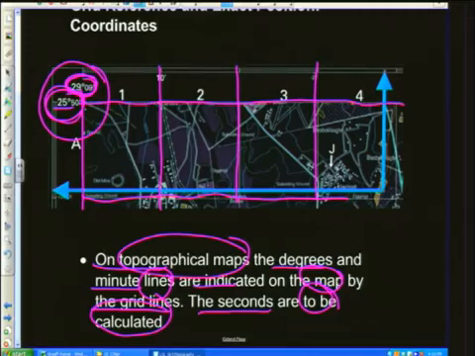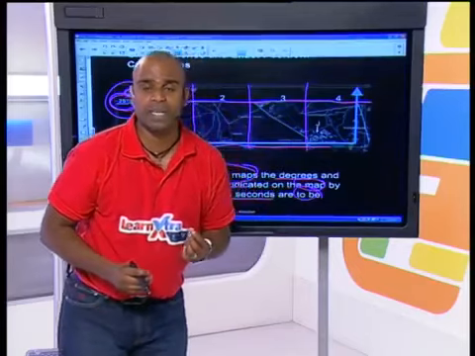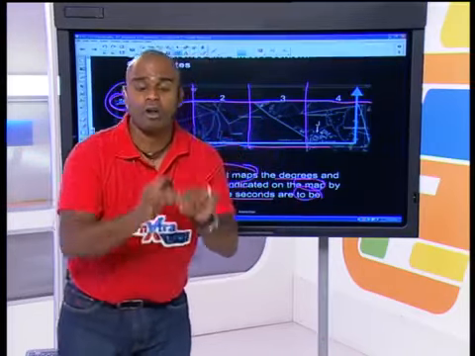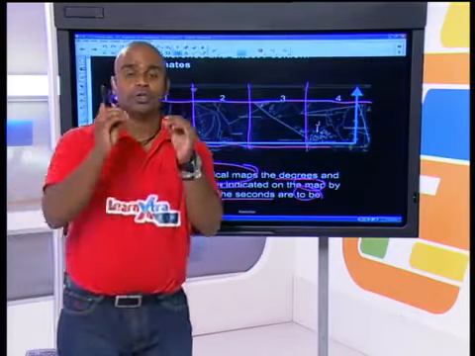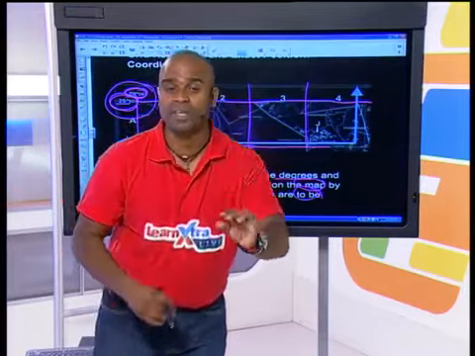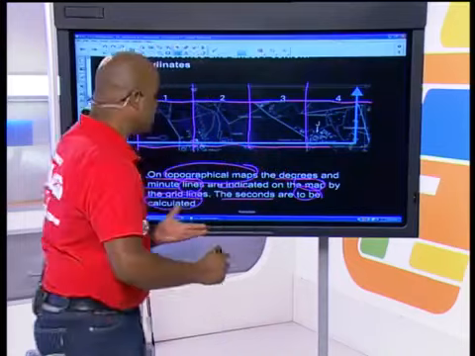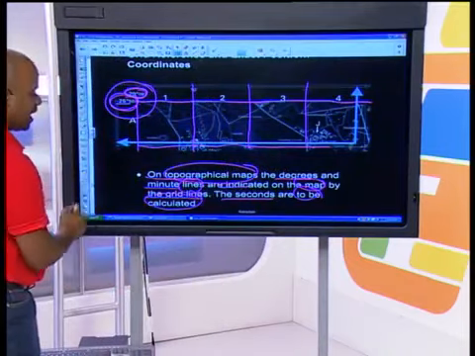When you have a particular point, like a trig beacon, or a contour line, or a benchmark, or a spot height on a particular topographical map, you will be required to calculate the position of that point on that map in relation to the equator as well as the Greenwich meridian. This, hopefully today, we'll be able to achieve.